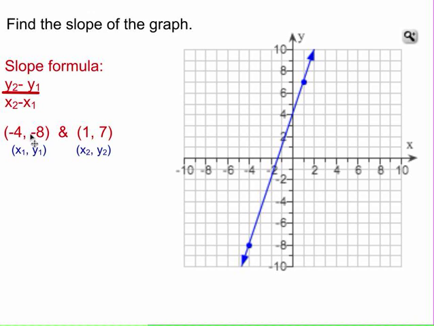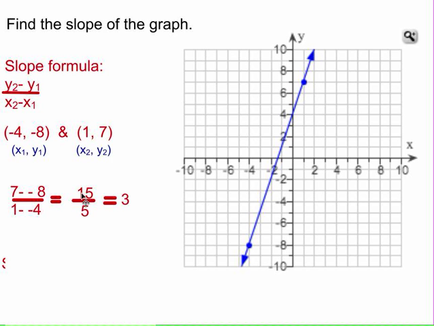What I did was label the very first point, -4, -8, as my x1, y1. The second point I label as my x2, y2. Remember, every coordinate must have an x and a y. Once you figure out what 2 points you want to use and you have labeled them, all you have to do now is simply plug them into the formula. So y2 minus y1. So we have 7 minus a -8. x2 minus x1, we have 1 minus a -4.